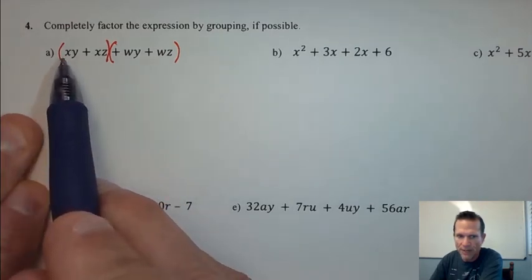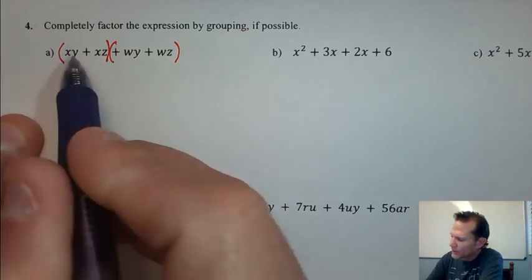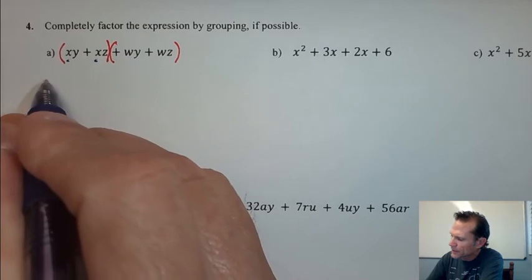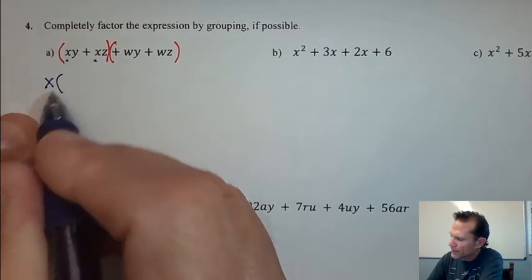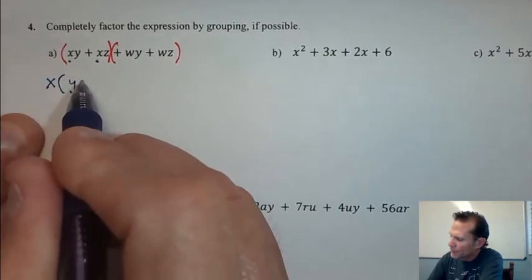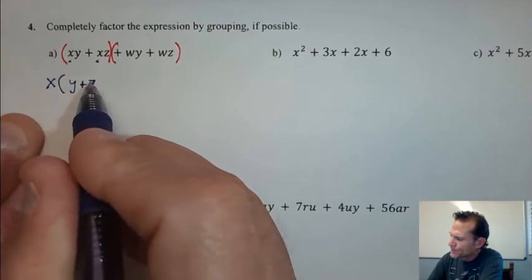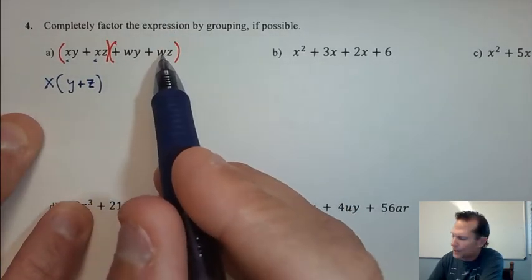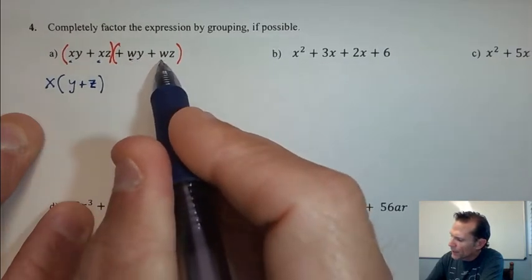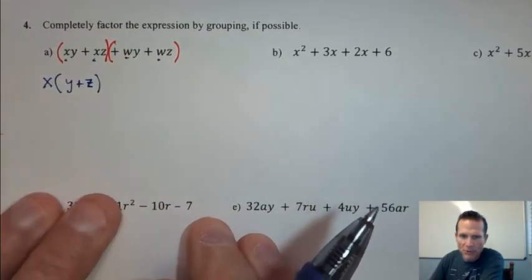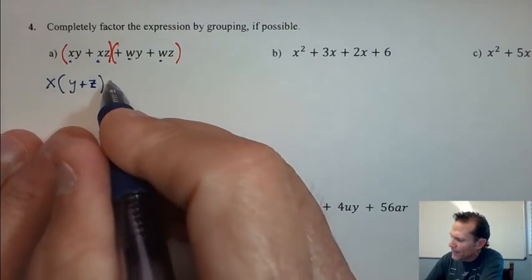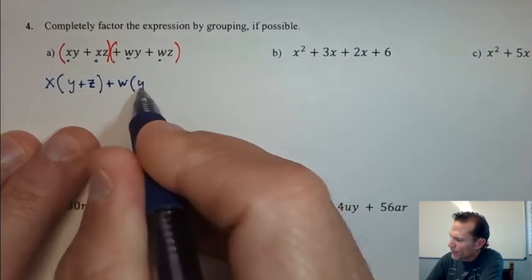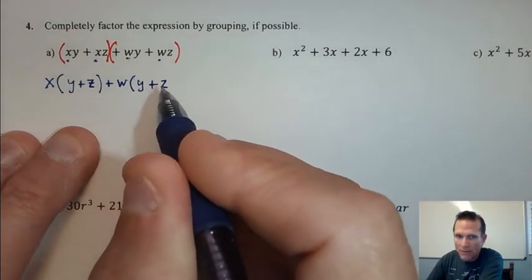So I see that there's a common x here. Okay, you spot that common x. So I'm going to pull that x out front of that binomial and I'm left with y plus z. Okay, then looking at this one, I see a common w. So when I factor out that common w, I like to say, okay, I'm factoring out a positive w, okay? And then I'm left with y plus z, okay?